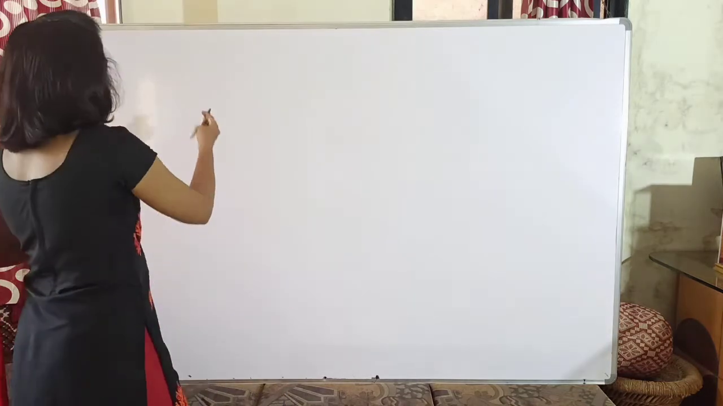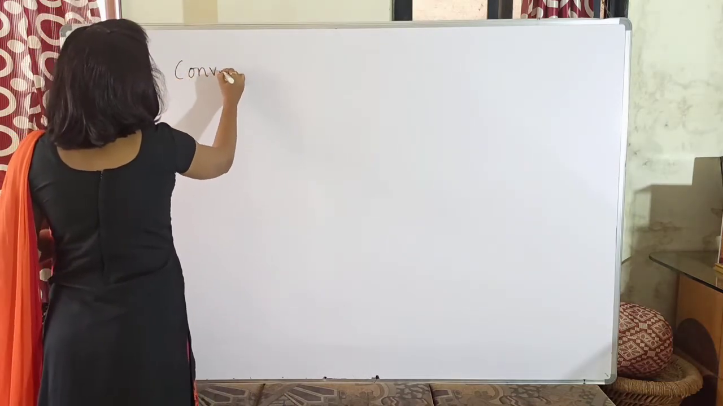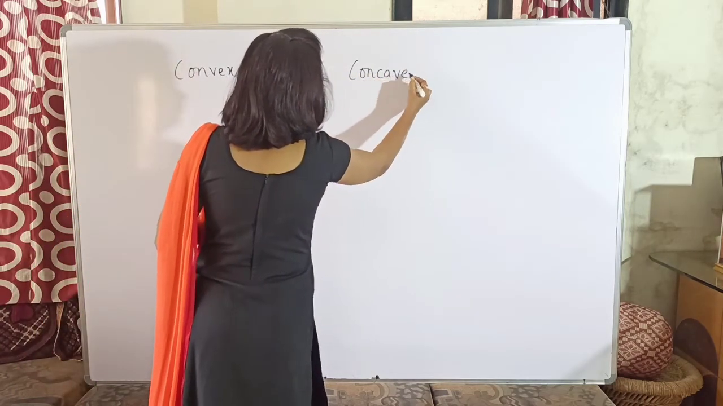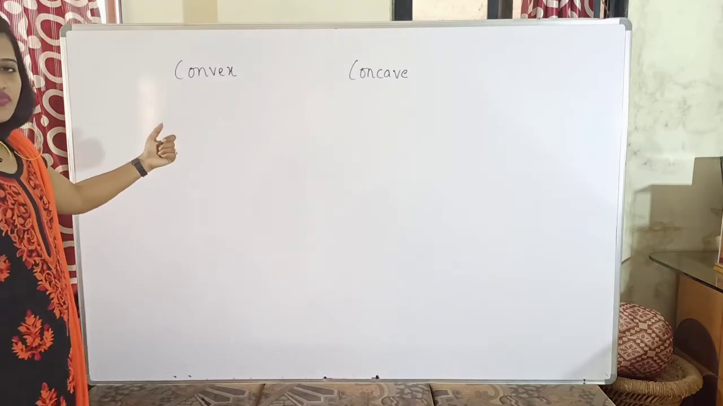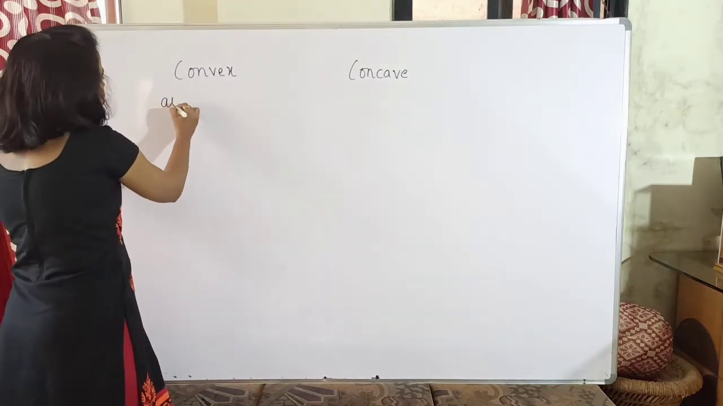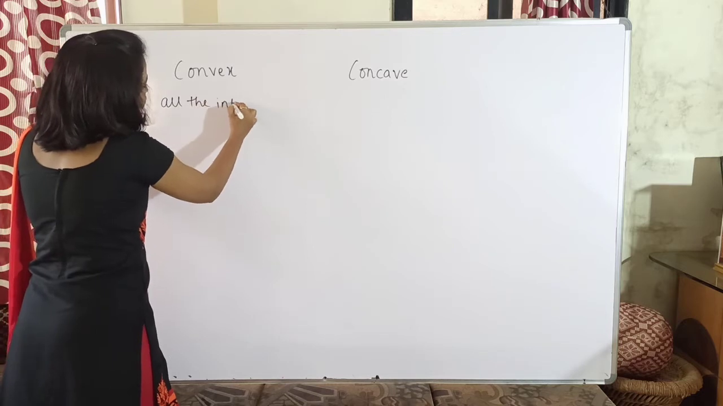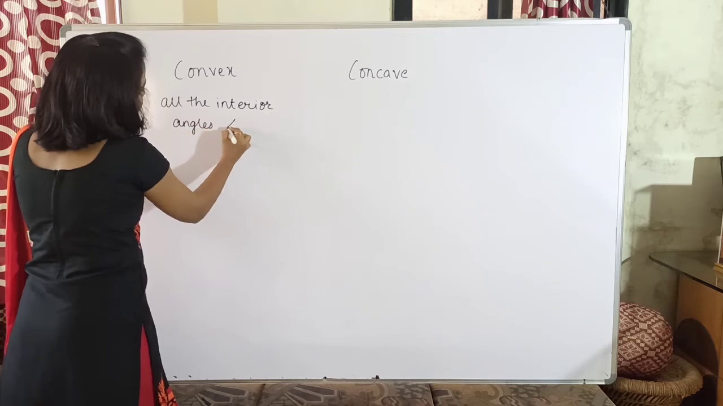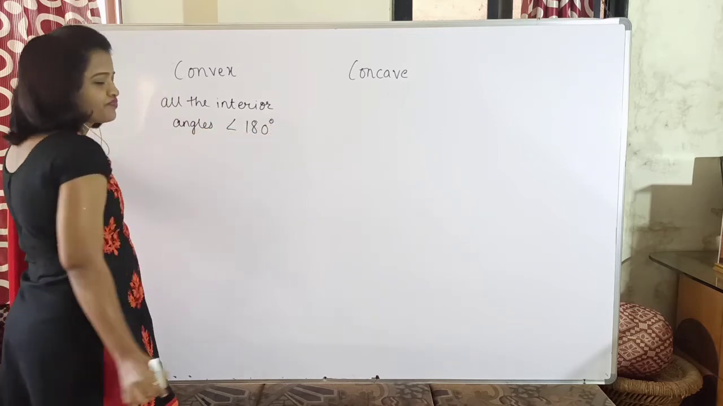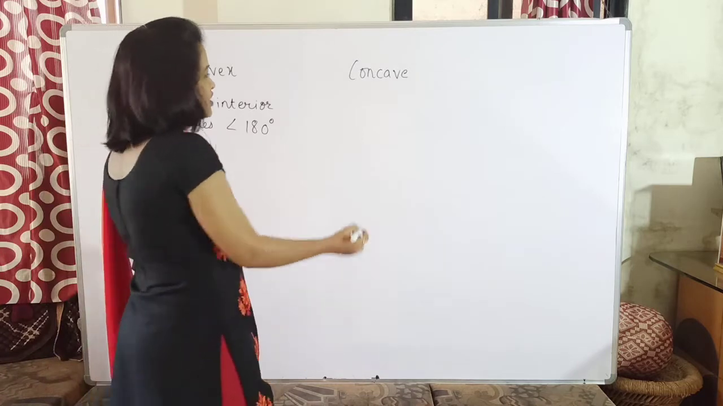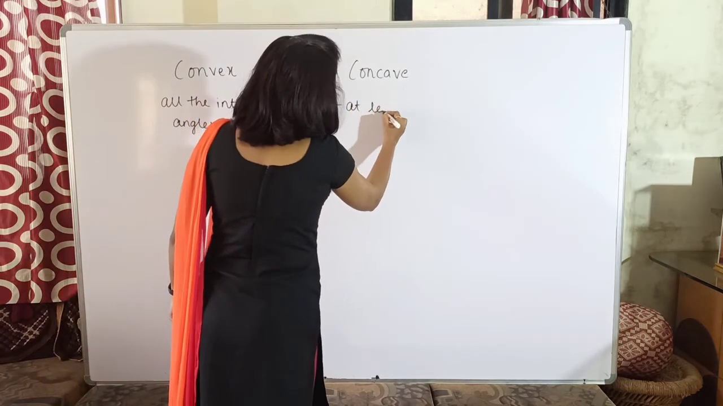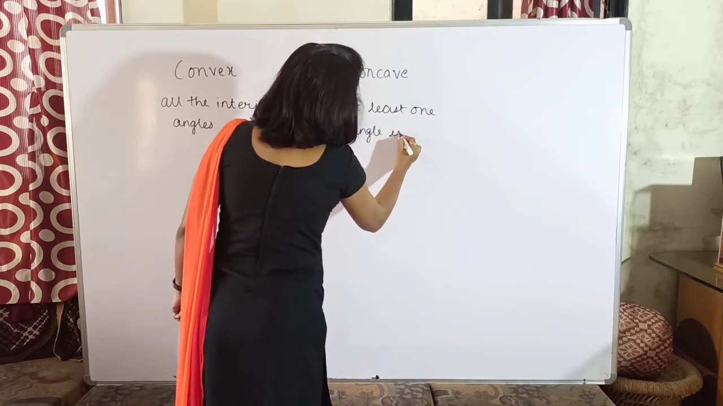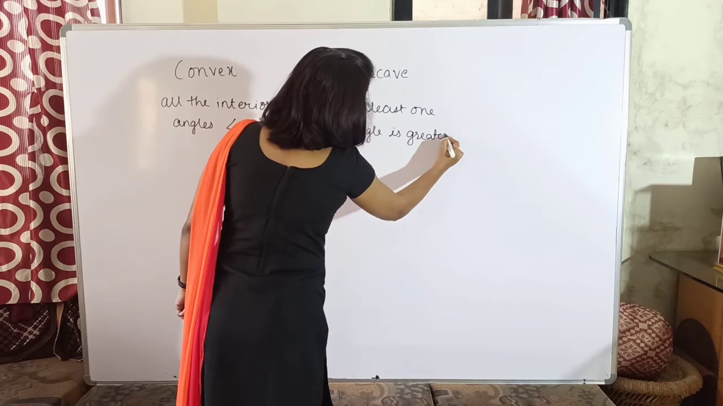So polygons are categorized into 2 types. The first one is convex polygon and the second one is concave polygon. Now what is meant by a convex polygon? In case of a convex polygon, all the interior angles of the polygon are less than 180 degrees. Whereas in case of a concave polygon, at least one angle is greater than 180.